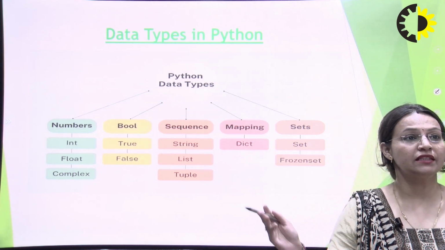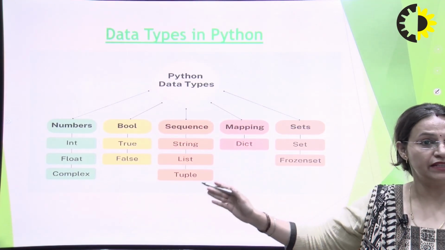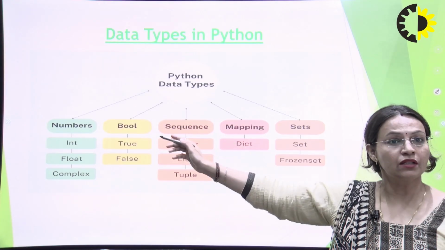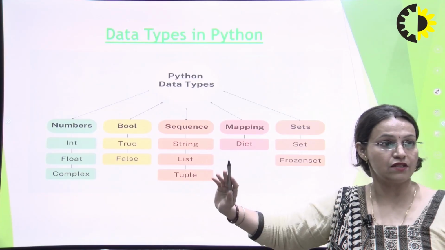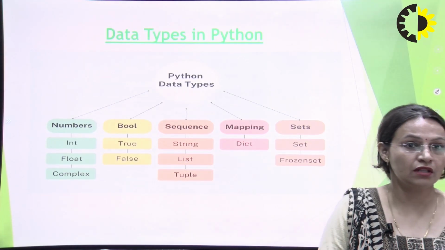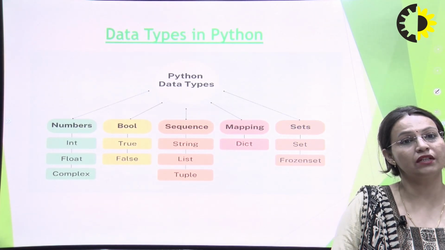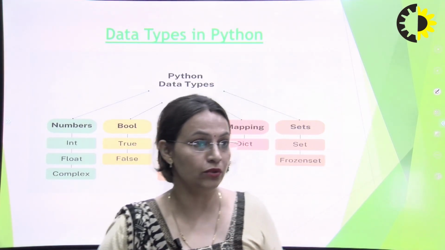The data types are divided into these variations: number, bool, sequence, mapping and sets. Number includes the integer, float and complex data types that I have discussed in my previous lectures. Bool is the condition present in the form of an answer of true and false. So that belongs to the bool data type.